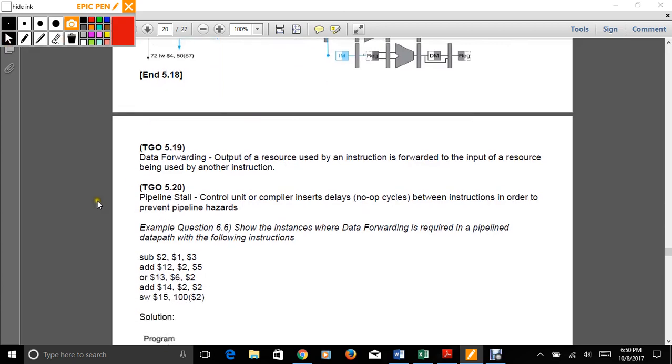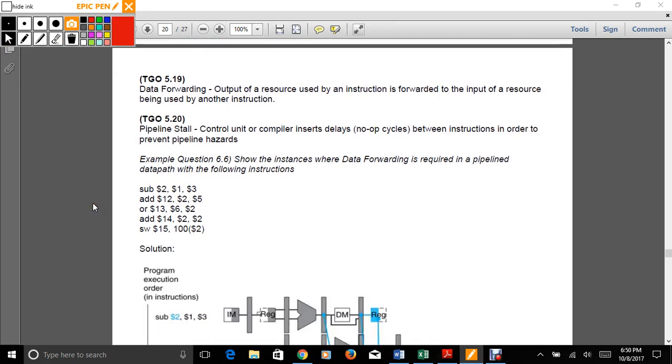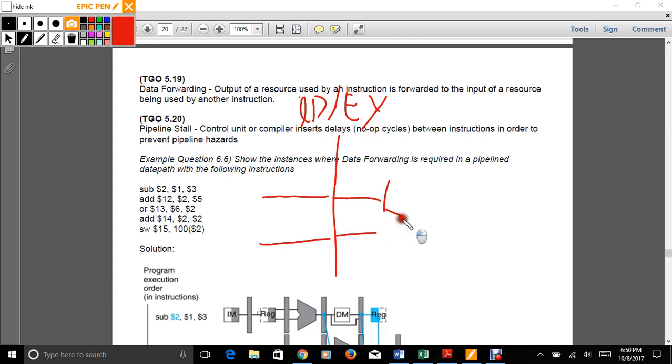Okay, so in 5.19, we're going to use the concept of data forwarding. The output of a resource used by an instruction is forwarded to the input of a resource being used by another instruction. So in that previous example, let's say I have a buffer here, and this is the decode execution stage, right? And so I bring the values here, and then they go on to the next cycle to be added.